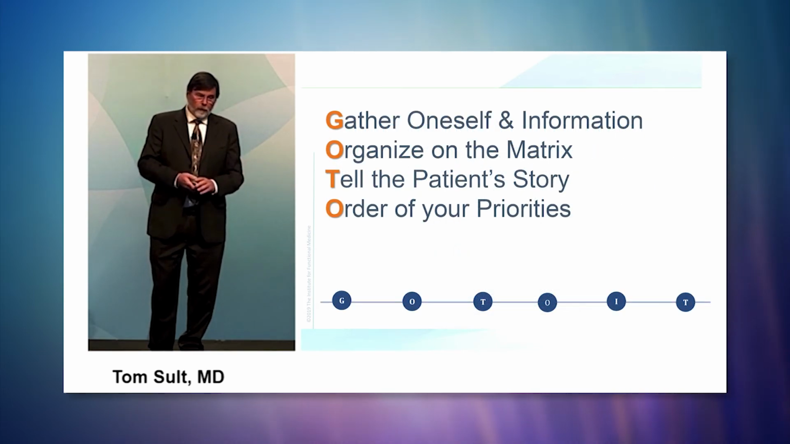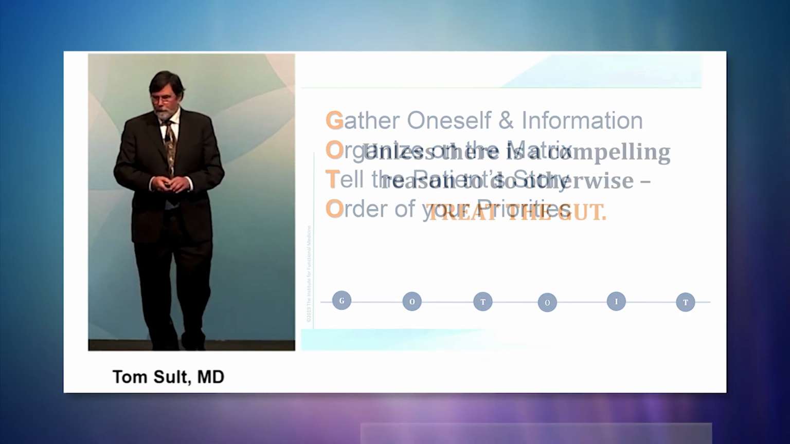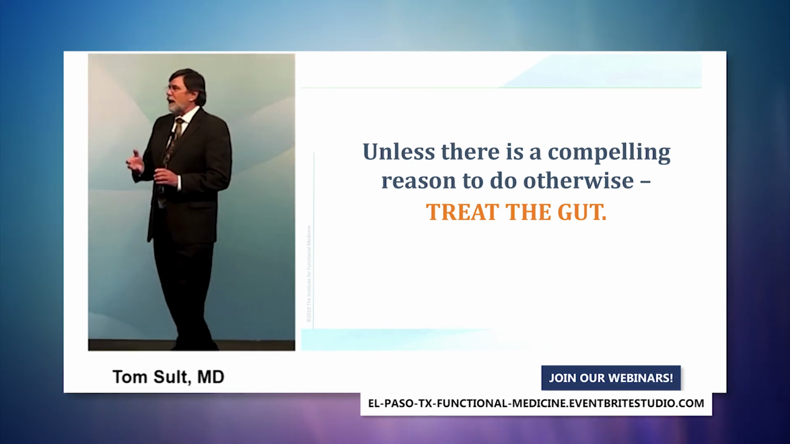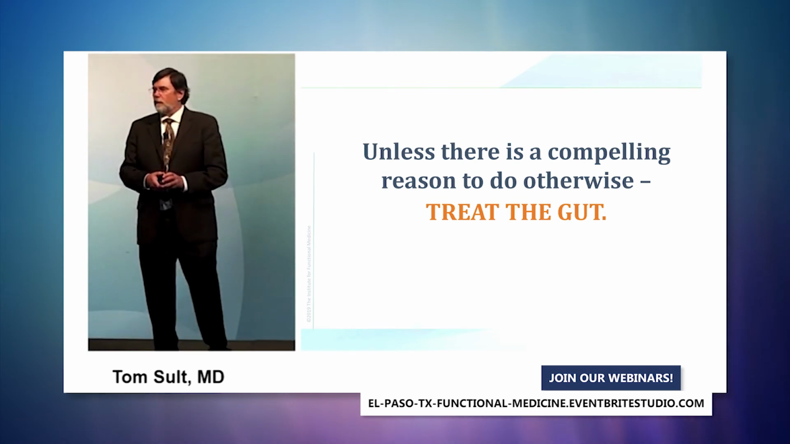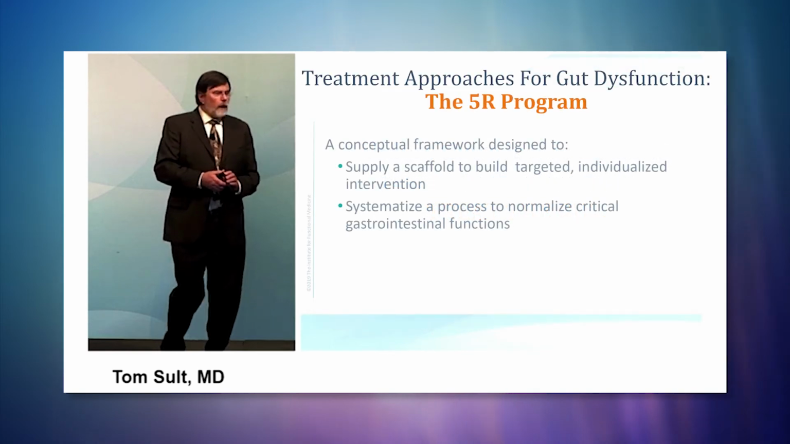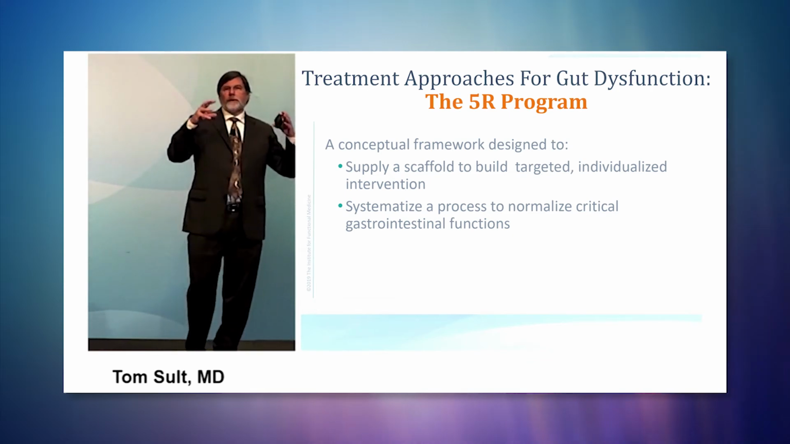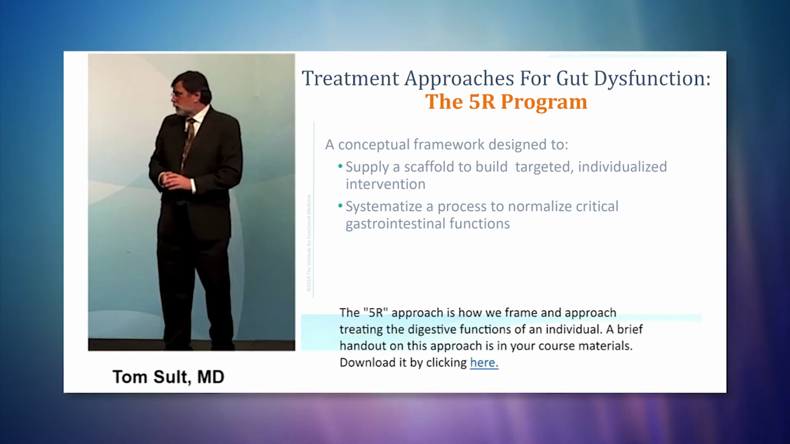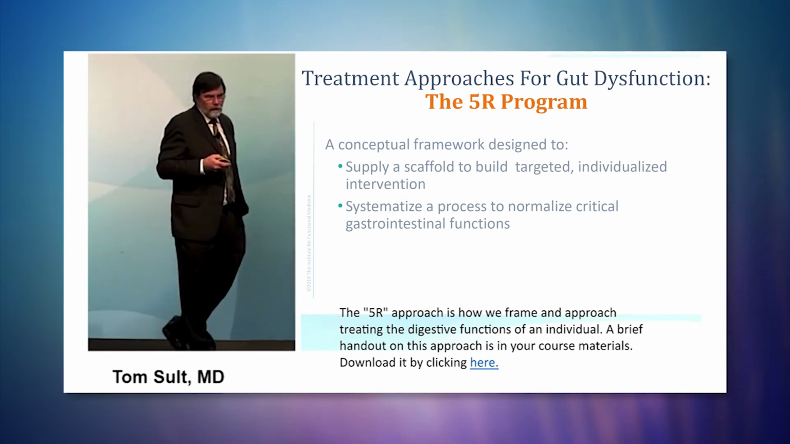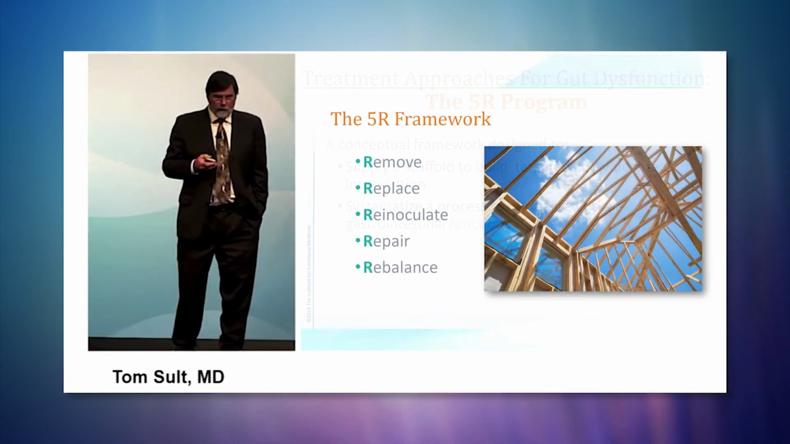So we've told the story. We're going to try to order our priorities. One of the slogans of functional medicine is, unless there is a compelling reason to do otherwise, start in the gut. So we're going to talk about a way to start in the gut. We're going to talk about how to build a scaffolding onto which we can hang things and kind of know how to do this. So the first thing is, what is 5R?